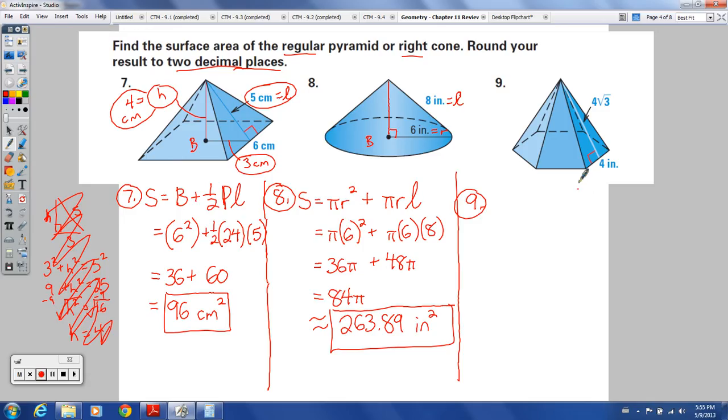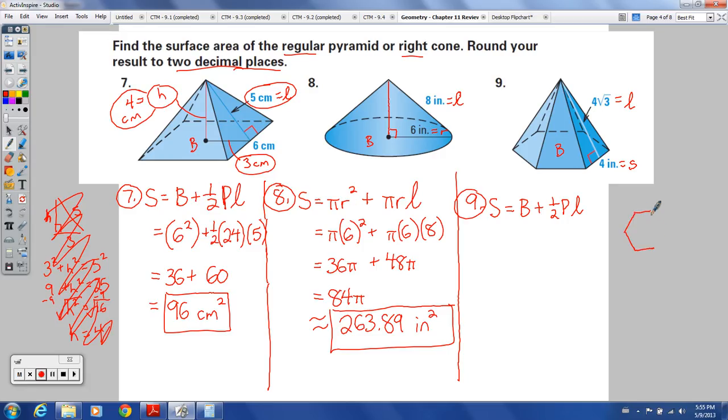And then number 9. Number 9, it looks like we're going to maybe have some side work to do here. Yes, it looks like we're going to have to find the area of the base. So we go back to this formula. Base plus 1/2 times the perimeter times the slant height. How convenient. They gave us a slant height. That's right there. They also gave us the side length. So you can think of that as s. The perimeter would be 4 times, there's 6 sides here, and it's saying it's regular, so I can assume that all these sides are the same. I have a regular hexagon, in other words.